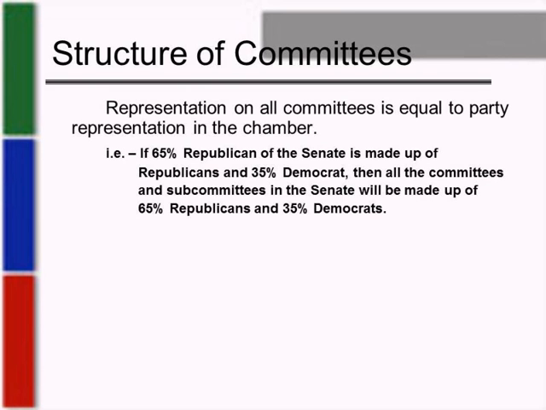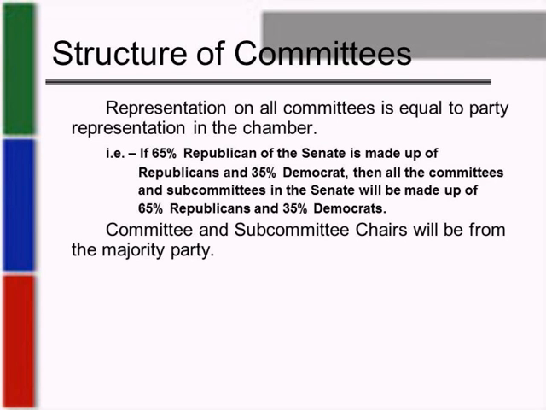In the Senate, if it's 55% Republicans and 45% Democrats, then every committee and subcommittee in the Senate will be made up of 55% Republicans and 45% Democrats. Now, every committee and subcommittee in Congress also has to have leadership.